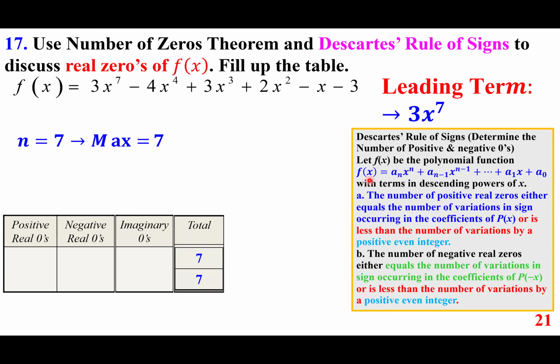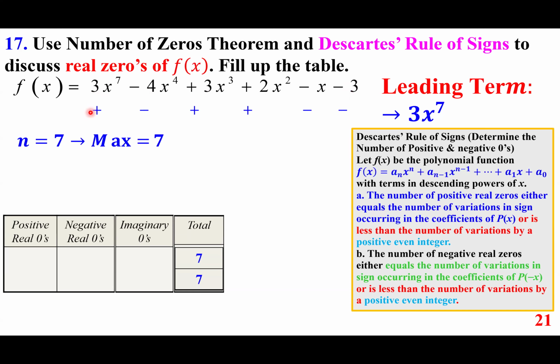So part A says the number of positive real zeros either equals the number of variations in sign occurring in the coefficient of p of x or is less than that. So what do we have here? This is positive, negative, positive, positive, negative, negative. So those are the signs. So the number of positive real zeros either equals the number of variations.